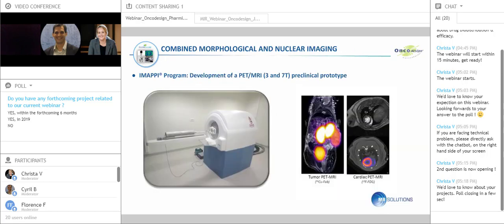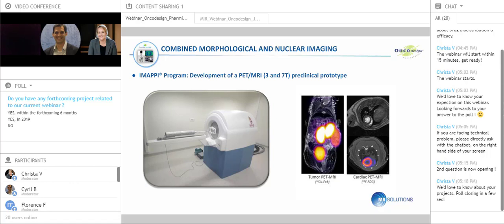Then we can use PET scan with other radioisotopes such as zirconium, for example. And here is one example. Actually, this machine here is not only a PET machine. It's also a new prototype, a PET MRI, which is very interesting because you can add the morphological imaging to the functional imaging. PET MRI is often much more precise in terms of morphology than PET-CT.